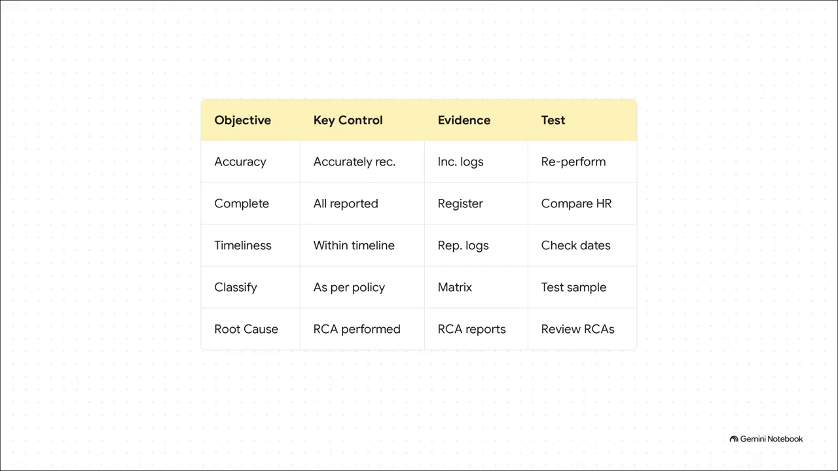We apply that exact same rigor to a social KPI, like employee safety. Here, we're checking accuracy, completeness, timeliness, classification, and root cause. If our objective is completeness, we're cross-referencing incident registers with HR data to make sure nothing was hidden. For root cause, we pull the actual root cause analysis reports to ensure safety failures are genuinely investigated and fixed.